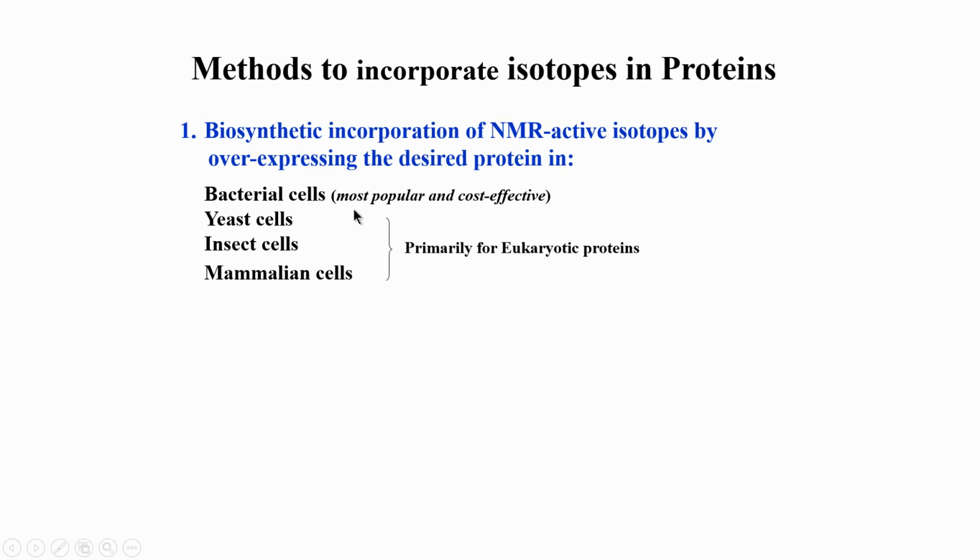Most of the time, the most popular is bacteria, because it is very cost effective. It is very easy to grow bacterial cells in the laboratory on a large scale, and bacterial cells also multiply very fast. Therefore, it is very convenient to make protein in bacterial cells. That means, the protein we want to study, we have to somehow express in bacterial cells.